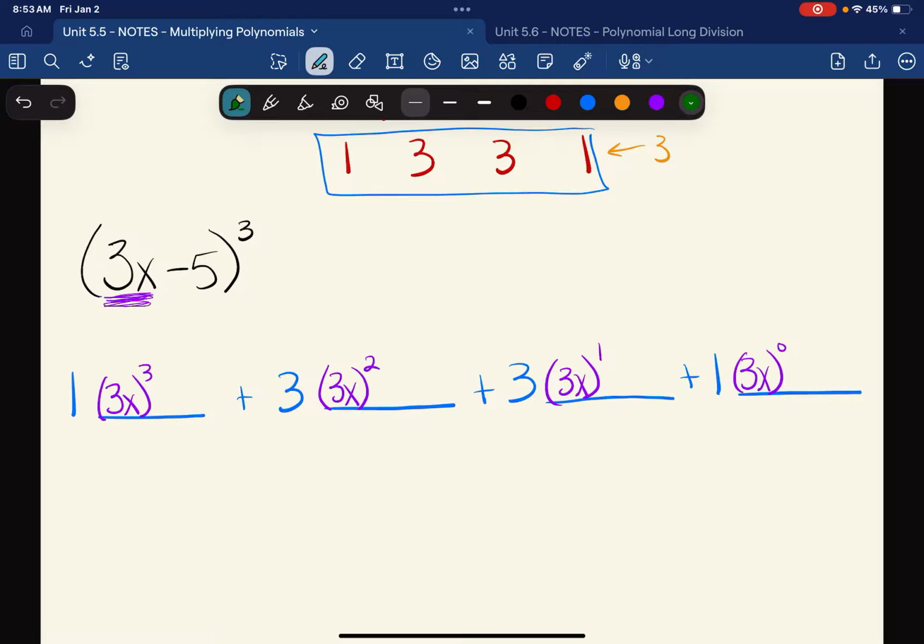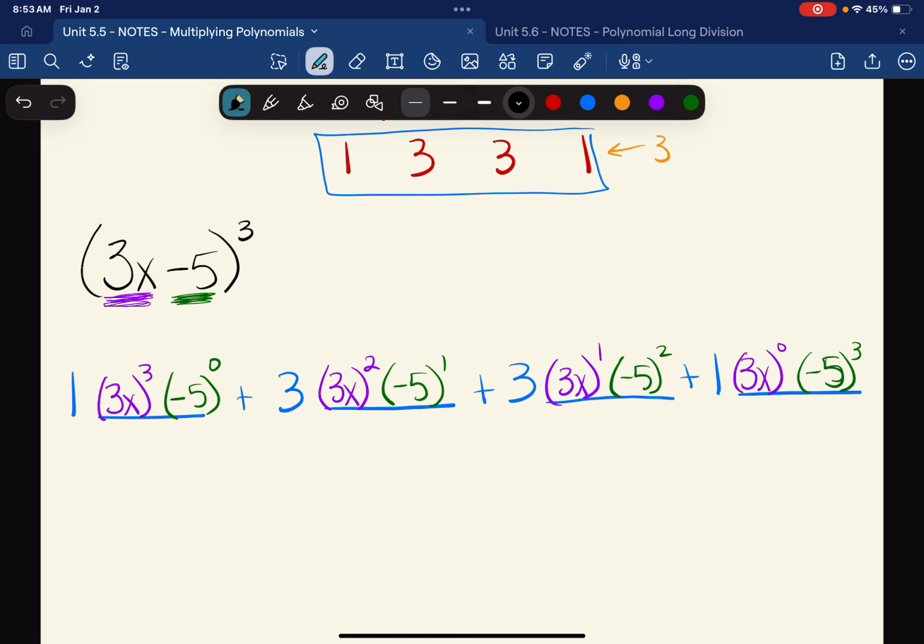And then we'll take our second value in this binomial, this negative 5. So I need to put the 5 in parentheses also because it is negative. So (-5) to the 0 power, (-5) to the 1st power, (-5) to the 2nd power, and (-5) to the 3rd power. Anytime you take a negative value to an exponent, you've got to use parentheses.